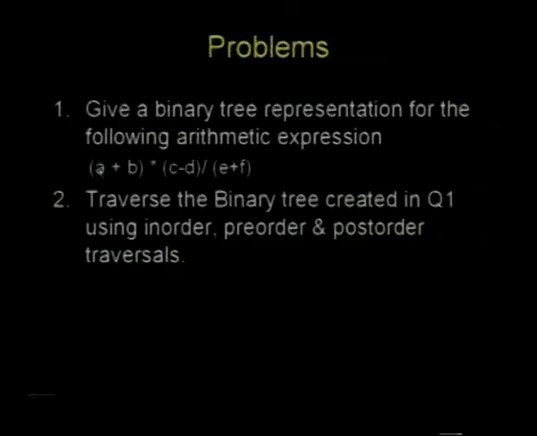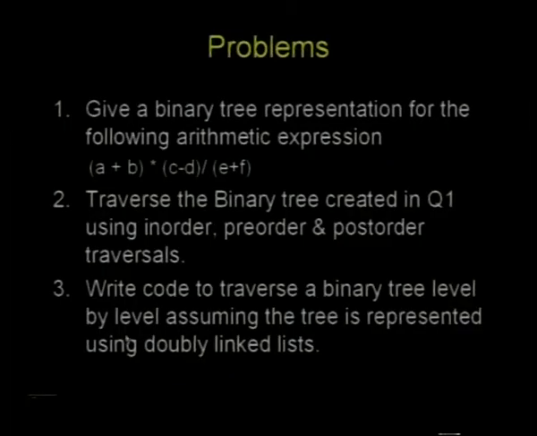Then I have given you another example where the tree that you have created in question 1, you traverse it using in order, pre order and post order. If you traverse it in order, you will get the infix expression, which you should normally get. Pre order you will get the prefix and post order you will get the postfix expression. And you can also try to write code to traverse a binary tree level by level. Remember, this also uses the queue for doing it. So, you write a complete algorithm using a doubly linked list, but try to use a doubly linked list which has a pointer to the parent also.